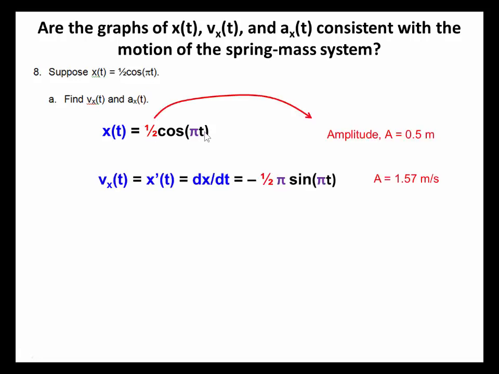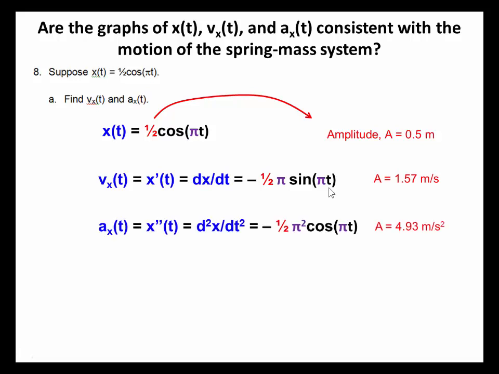So what we can do is take the derivative of 1/2 cosine pi t. Derivative of cosine is negative sine. The half just pulls down front. The derivative of the inside comes right up front here, and we still maintain the same exact frequency for our velocity. So you notice the frequency doesn't change between our position and our velocity functions. Once again, for acceleration, we can do the same, and we get a similar result.